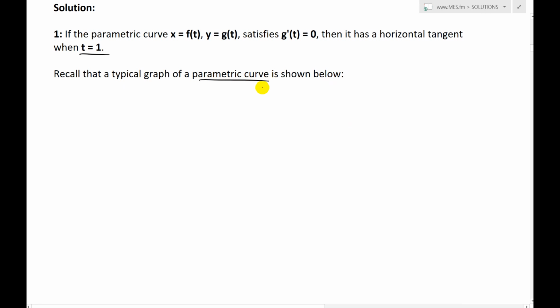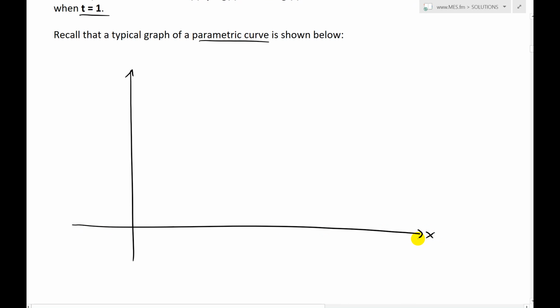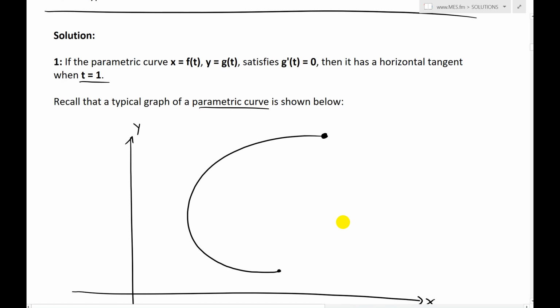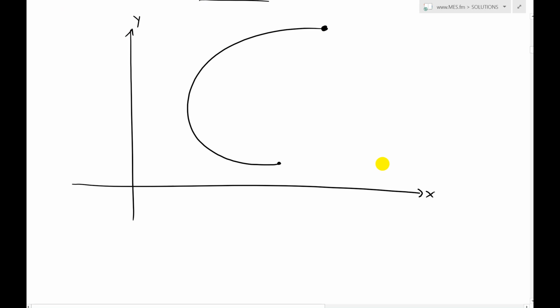So recall that a typical graph of a parametric curve looks something like this. This is the x, this is the y. So we could have something that goes over here, and then it can curve up like this, because it doesn't need to be a one-to-one function, because both the x and y are functions of a third parameter. So one x point can have two y values and go through like that. So yeah, it doesn't need to be a one-to-one function.